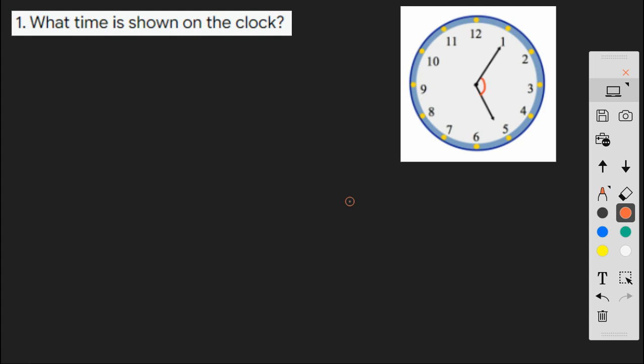Okay, welcome to the notes and solutions for day 24 of our GCSE 5 a day. And we start with something a little bit different here. We're looking at the analog clock.